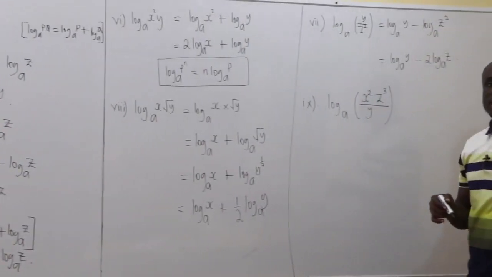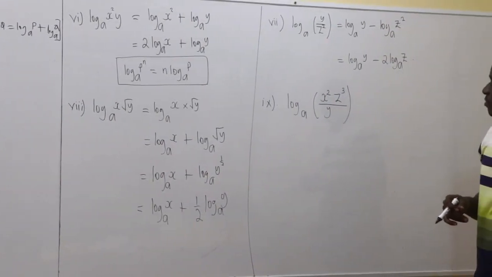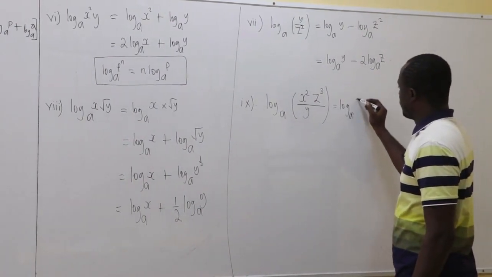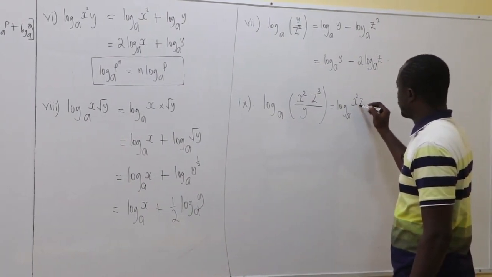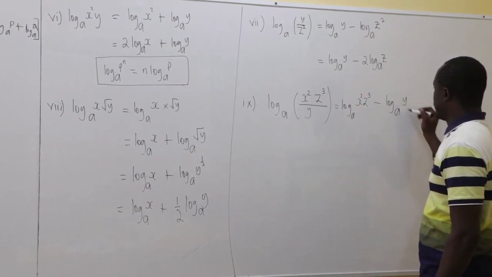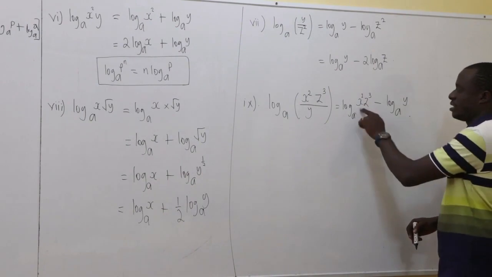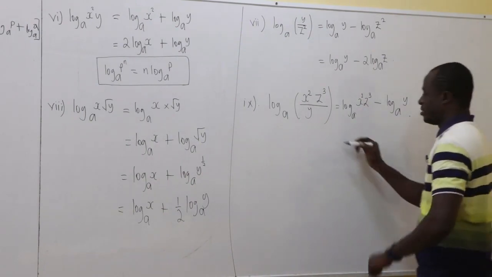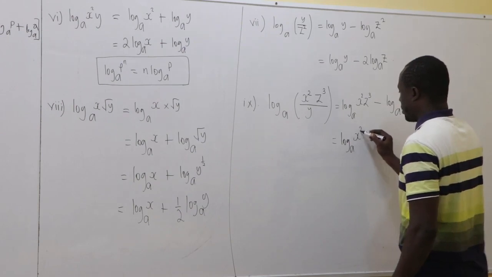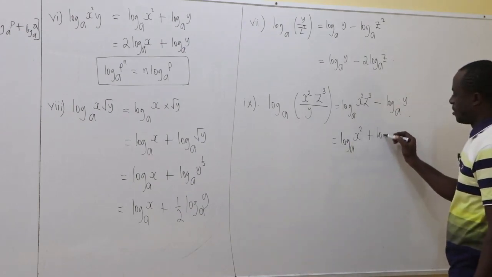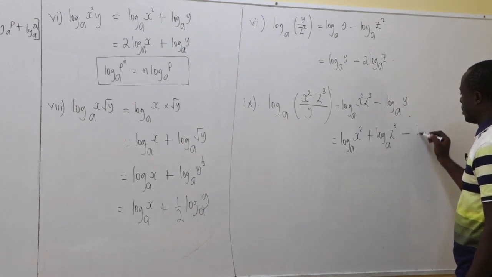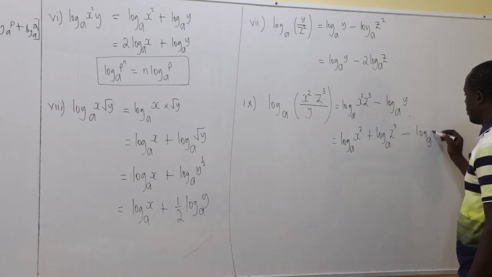Now you know that when you're dividing, we subtract. So this is the same as log a of the numerator, that is x squared z cubed, minus log a of y. Now what can we see here? This is multiplication, same base. So this is the same as log a x squared plus log a z cubed minus log a y.